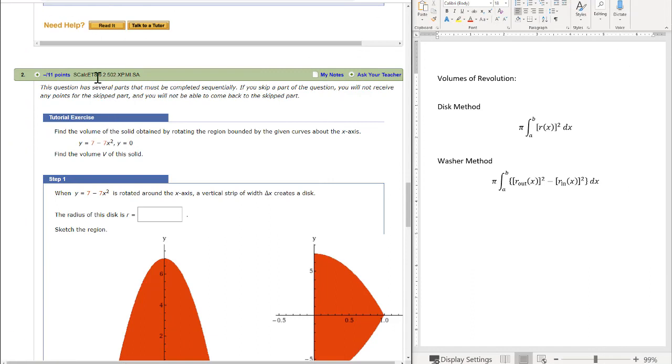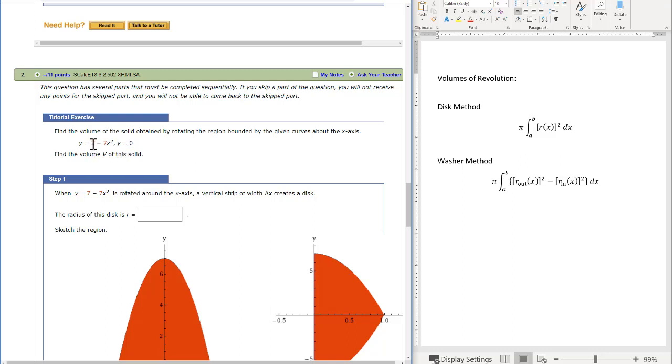Let's do this problem from your lab assignment, section 6.2. This is problem number 2. We want to find the volume of the solid obtained by rotating the region bounded by the curves about the x-axis. So we're going to take this curve y equals 7 minus 7x squared, and y equals 0. Let's see, y equals 0, I think, is the x-axis.